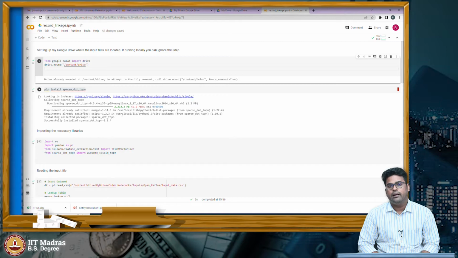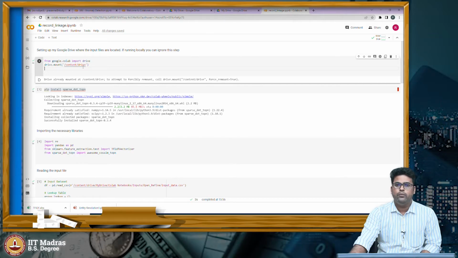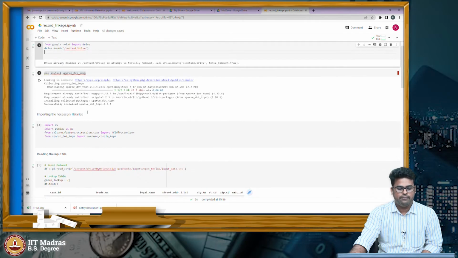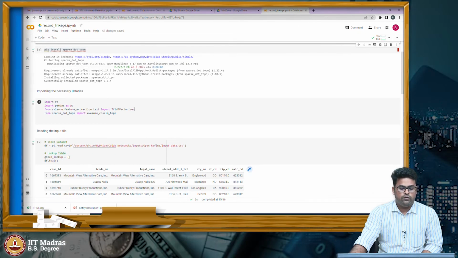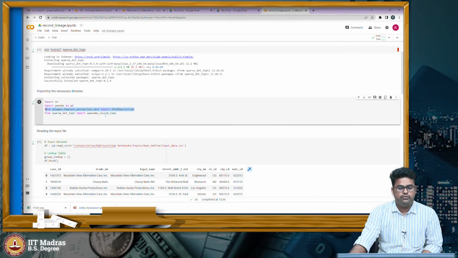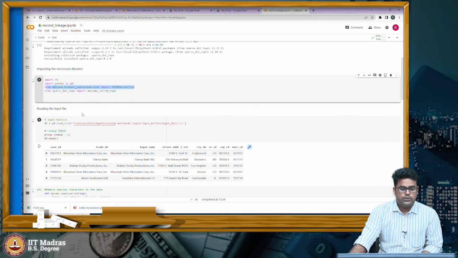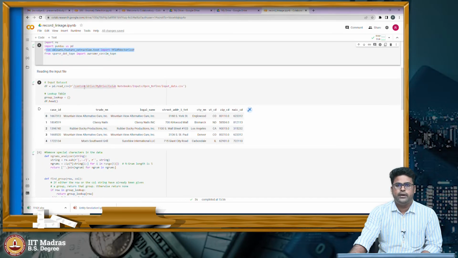As a part of our exercise today, I am going to use the Google Colab environment to teach TF-IDF cosine similarity. As a first step, I am mounting my Google Drive where my input file is located, and then I am installing a package called sparse_dot_topn, which is used for calculating my cosine similarity. Also please make a note of this library, feature_extraction.text. I am importing TfidfVectorizer, which is used for calculating my term frequency and inverse document frequency vector. So first thing, as always, let's read the input file.